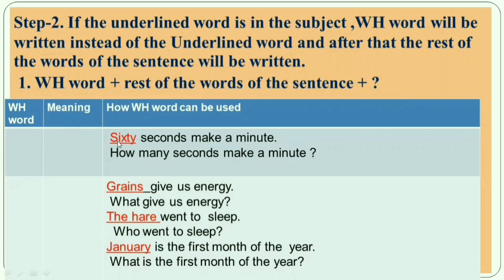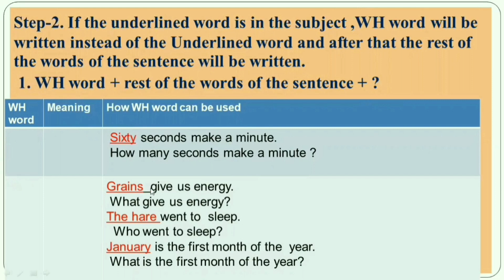So here you can see it indicates numbers. So here the WH word will be how many. So right here, how many seconds, then the rest of the words: seconds, make a minute. So write all these words. How many seconds make a minute? And at last, you will write the question mark. Second one, grains give us energy.